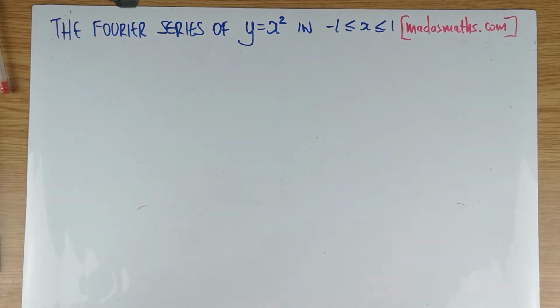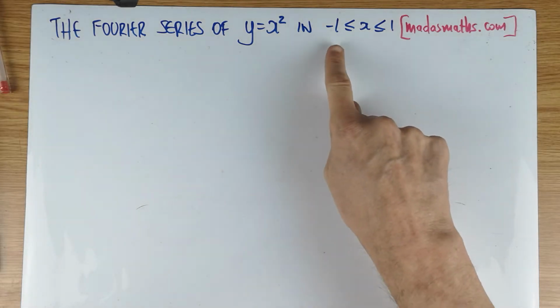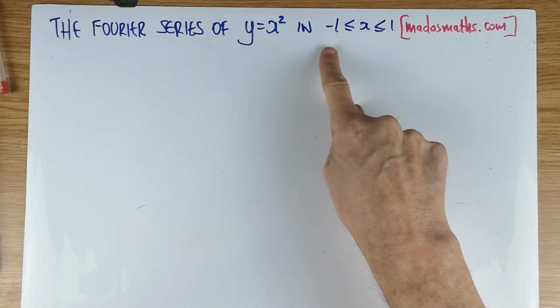Hello, this is the second lecture on Fourier series. I've done the Fourier series of y is equal to x in the interval minus pi to pi. This time I'm going to do the Fourier series of y is equal to x squared, and let's not put pi's this time. It'll make things a little bit easier if we put the pi's, but let's put it from -1 to 1.